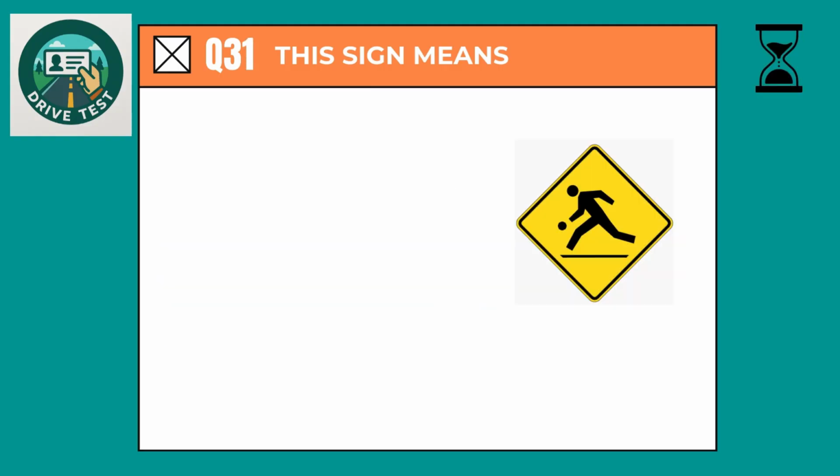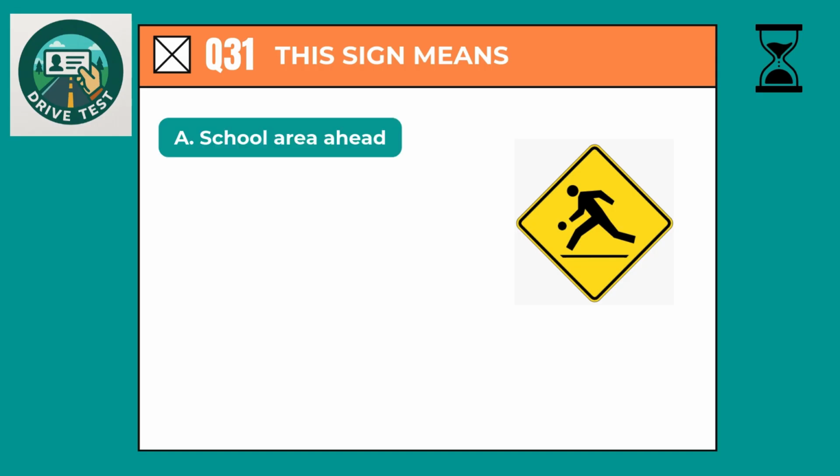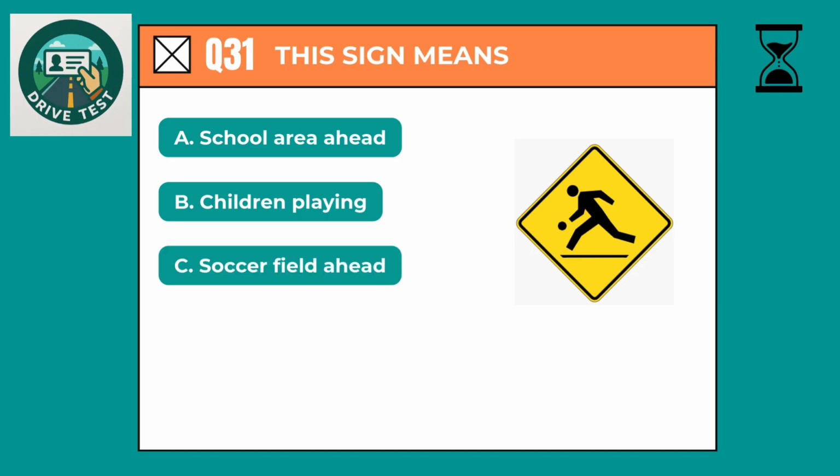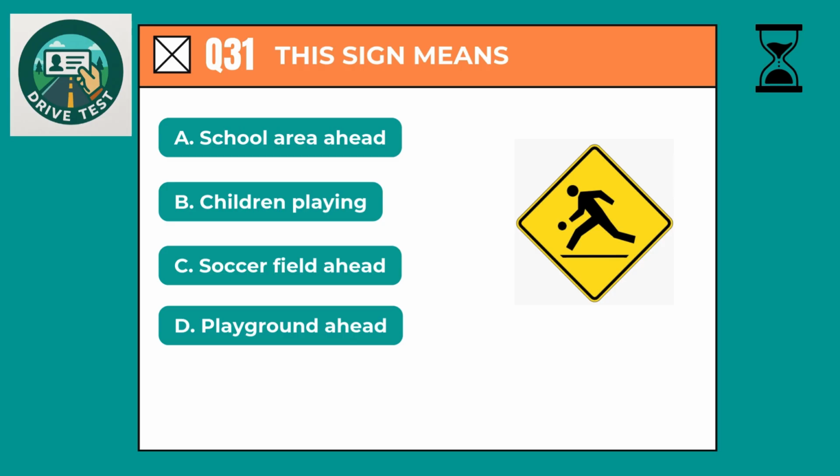Question 31. This sign means A. School area ahead. B. Children playing. C. Soccer field ahead. D. Playground ahead. The correct answer is D. Playground ahead. Slow down, be cautious with children nearby.